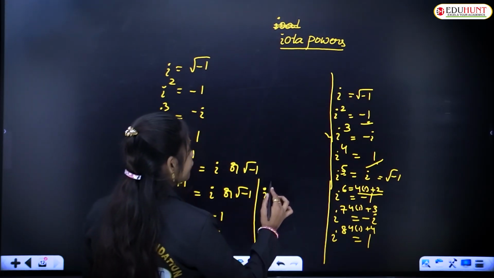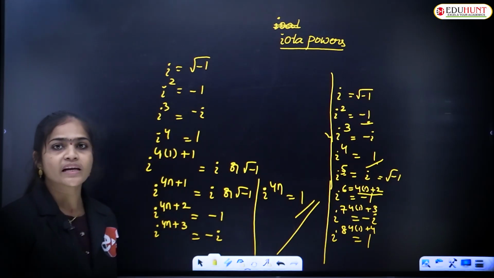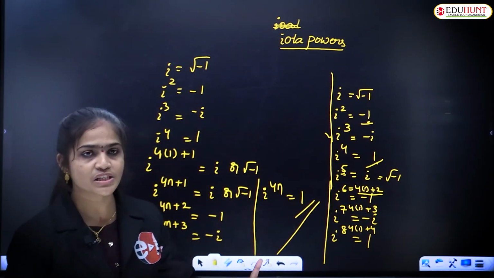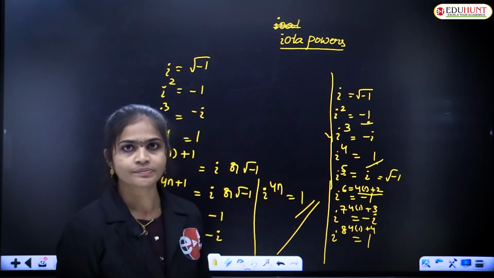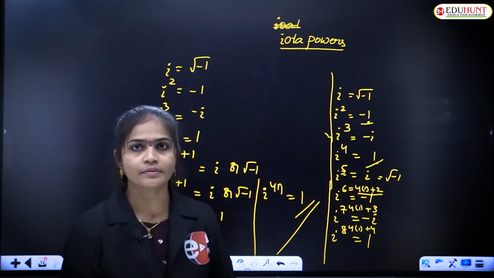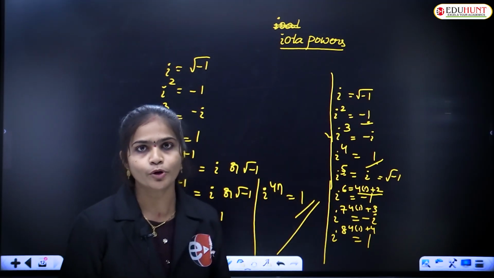So i power 4n value is always 1. In your material they have given minus 1, please correct it. That is, i power 4n is plus 1. Okay children, these are the general values, so by using these we can derive the remaining problems.